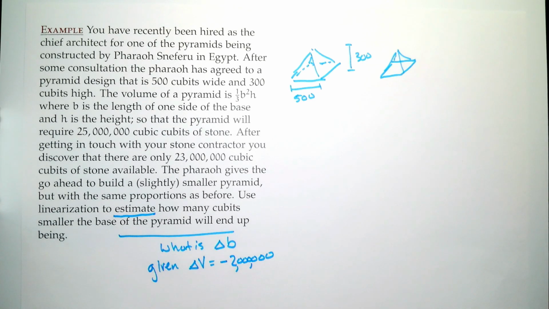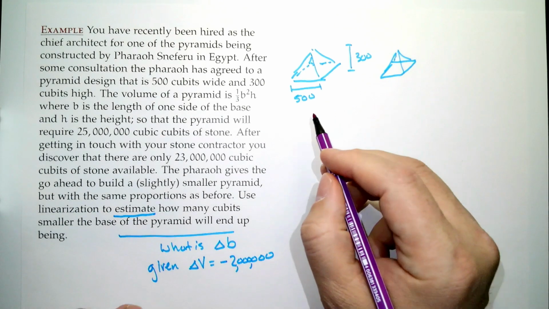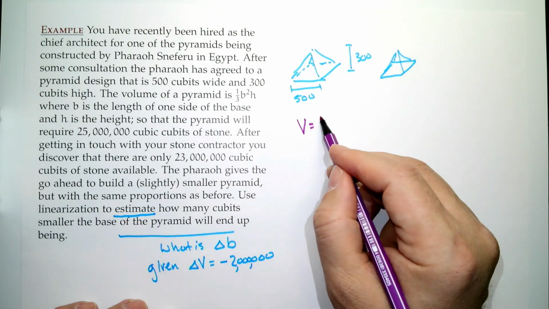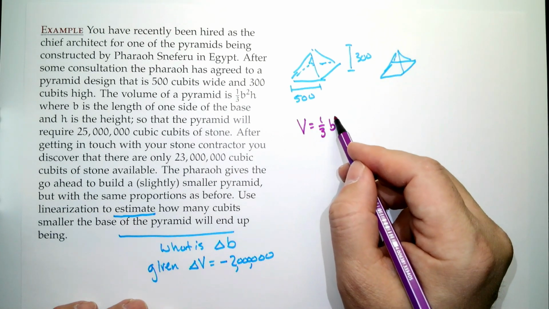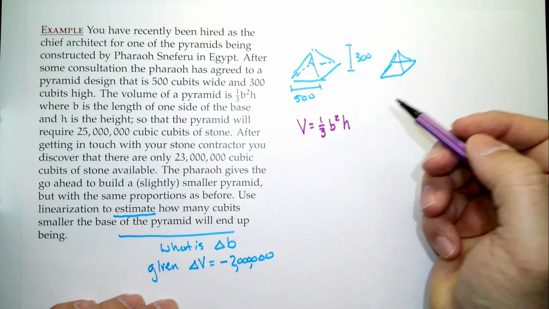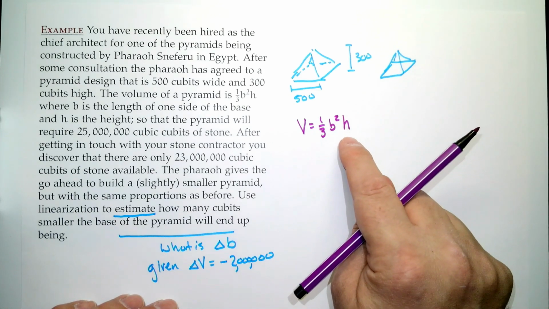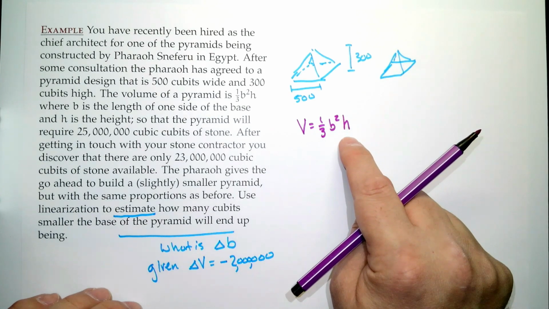Well, so we start. Say, okay, what do we know? Well, we start with the volume of the pyramid. So the volume is 1/3 times b squared times h. Now, the problem is, what do we do with the h? How do we handle that?